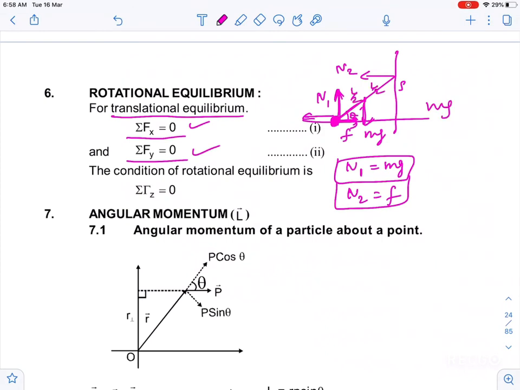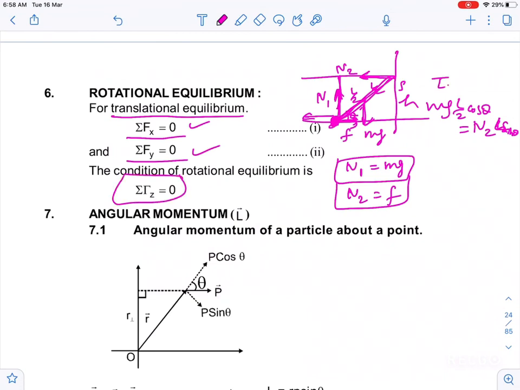Suppose this is L by 2, this is L by 2 also, no? So this is L by 2 cos theta. L by 2 cos theta is equal to the torque of this point, meaning this is N2, and this perpendicular length you have to calculate. Suppose this is h, so N2 into h you can write in terms of L also, L sin theta. So you can calculate.